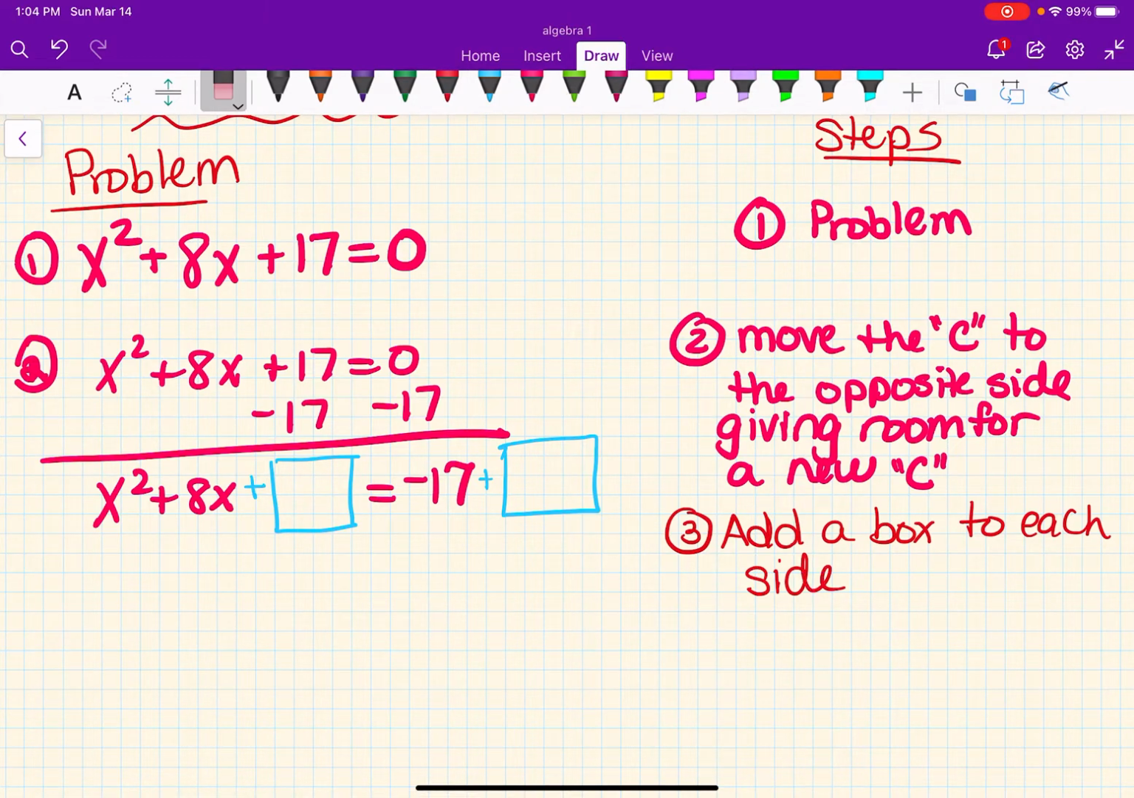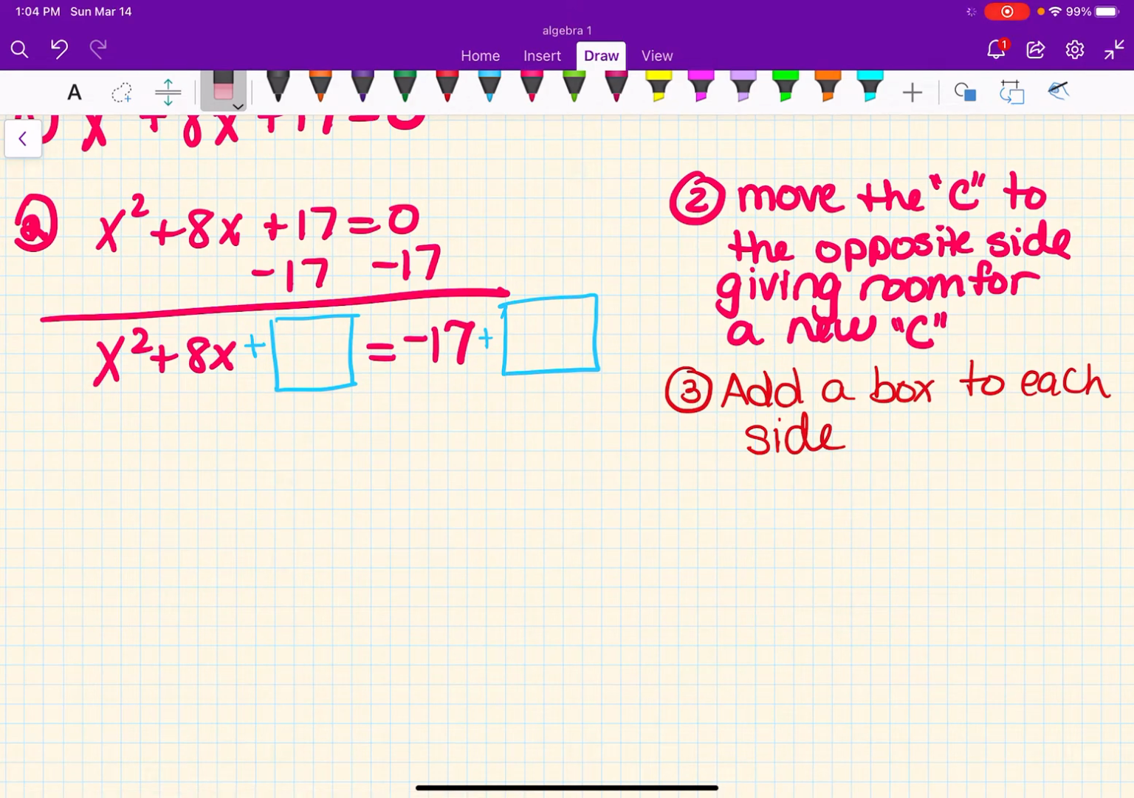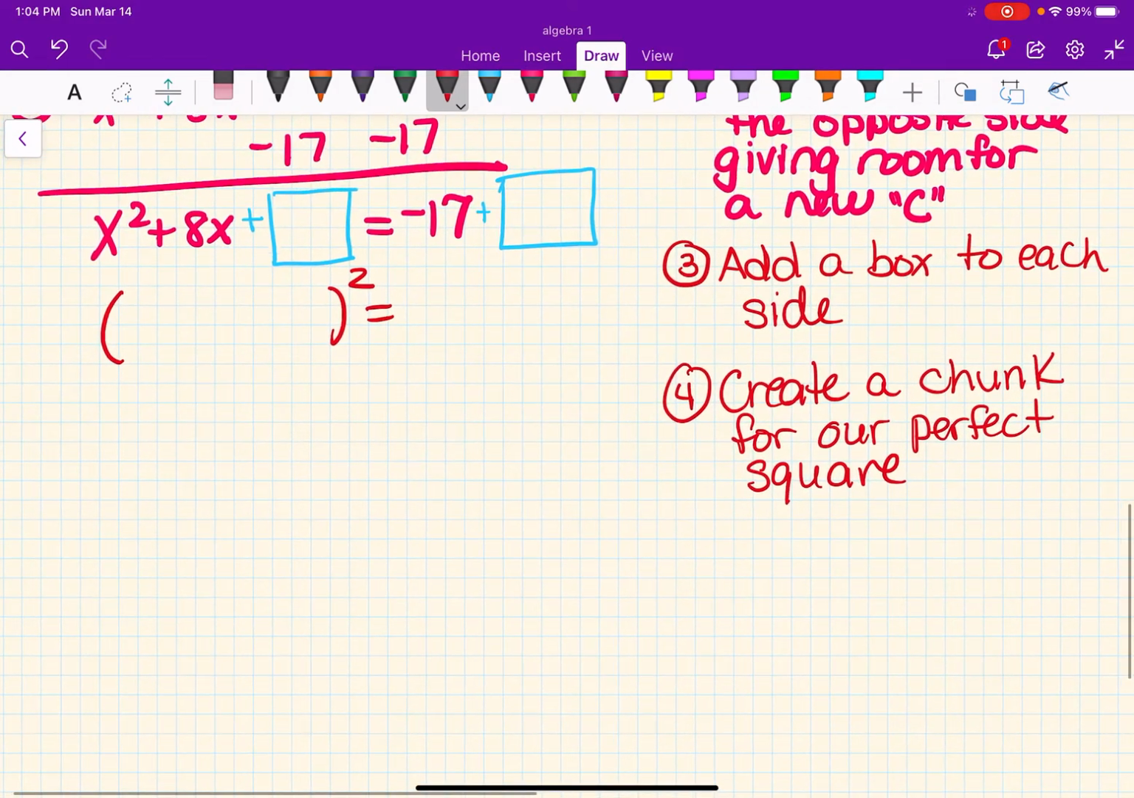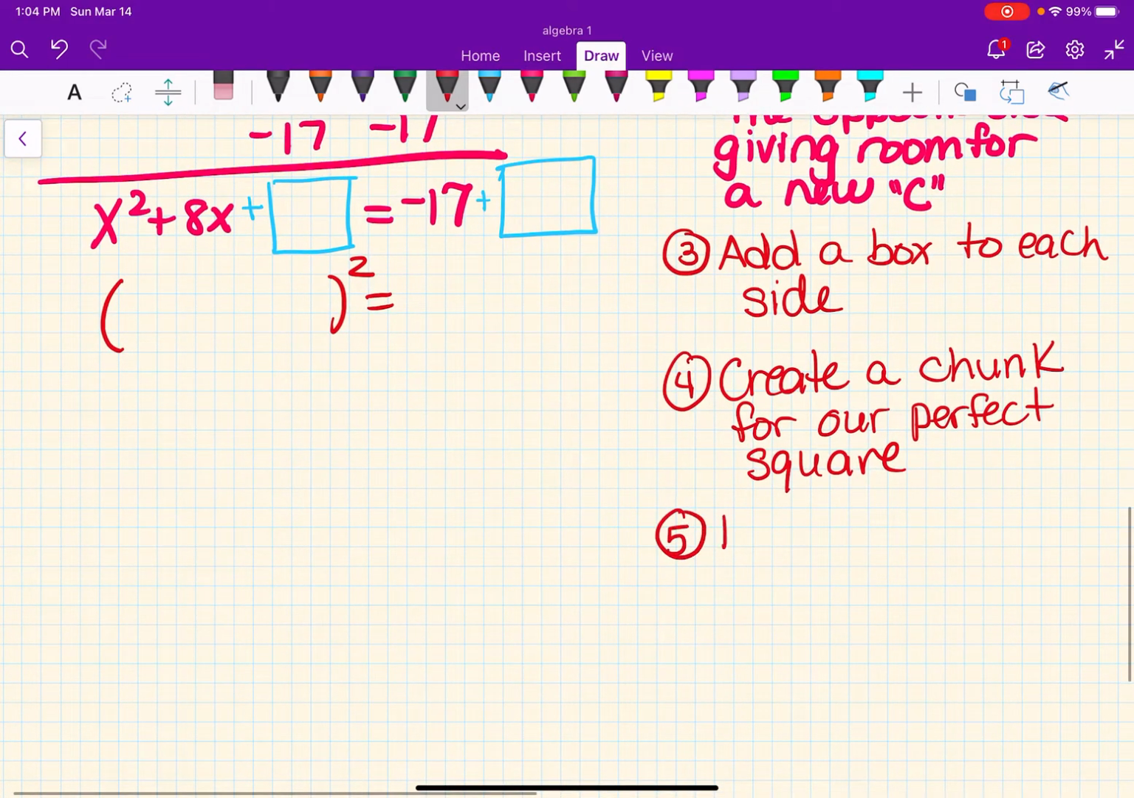Then we're going to work on 2 steps at a time. So underneath, we're going to create a space for our perfect square. Create a chunk with parentheses, I don't know how to say that, for our perfect square. And here's what I mean by that. I'm going to put parentheses here and a square because that's what we're heading for. So we're going to work on these 2 steps at the same time. The x is always just going to come down. So the x, put an x in the parentheses.